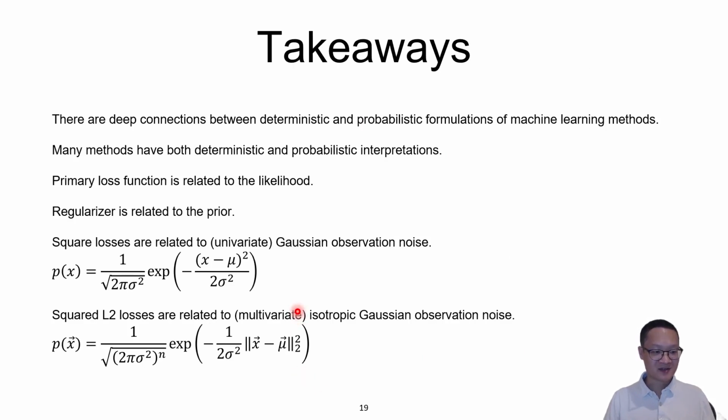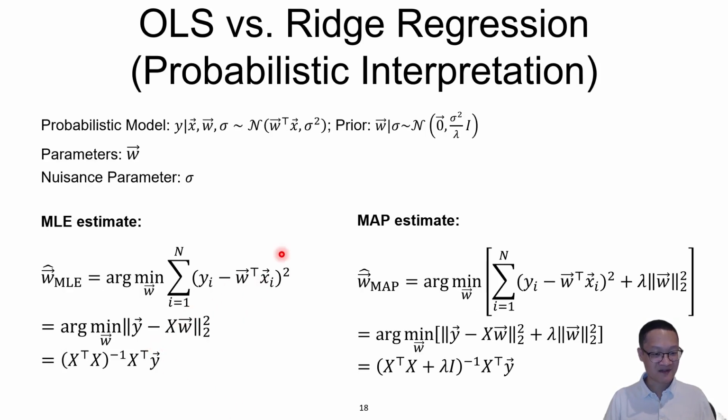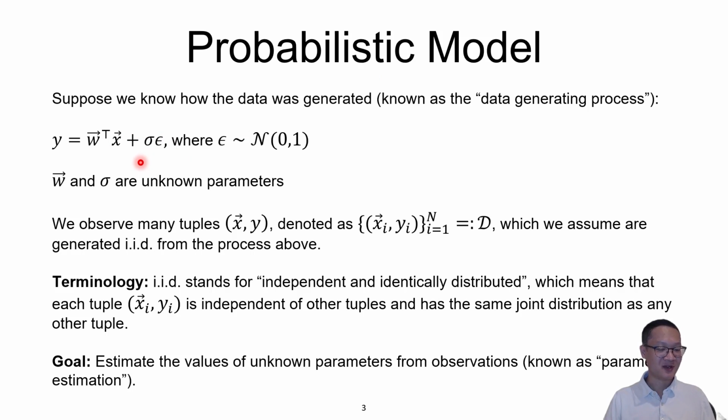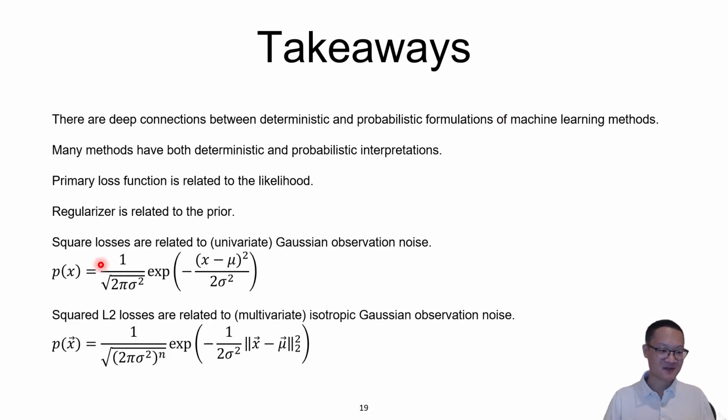In the case of least squares, we have seen that whenever we have square losses like this, that's related to univariate Gaussian observation noise. Right, so what does that mean? This is basically observation noise: when the data was generated, it was W transpose X, but then there was some noise. If the noise was basically a one-dimensional Gaussian, then that corresponds to square losses when we take the deterministic case. And when we have L2 losses, this would be for a multivariate input, it would be related to isotropic Gaussian observation noise.